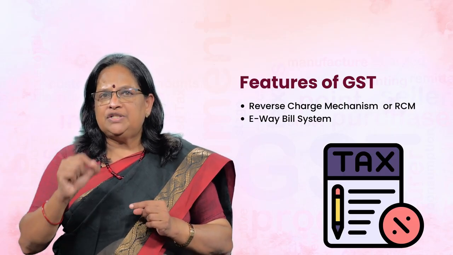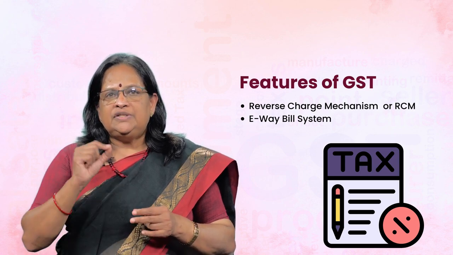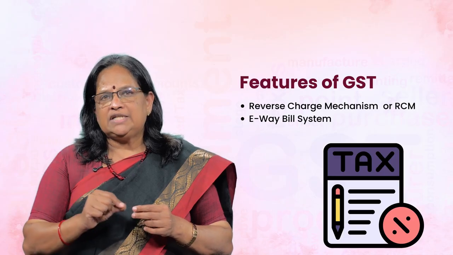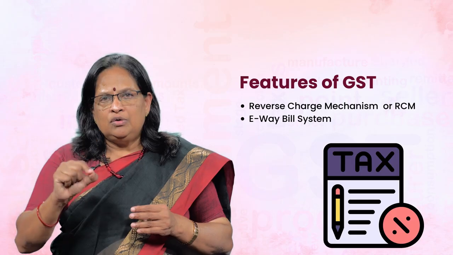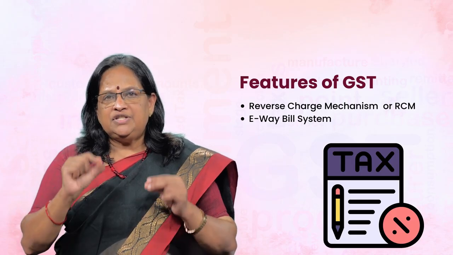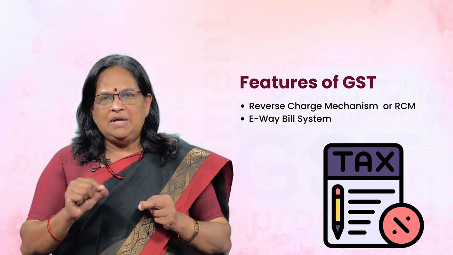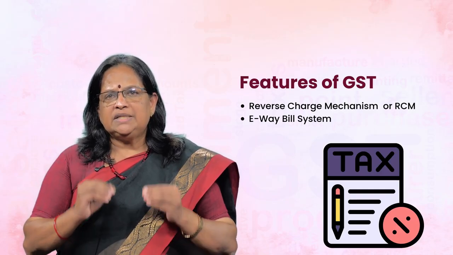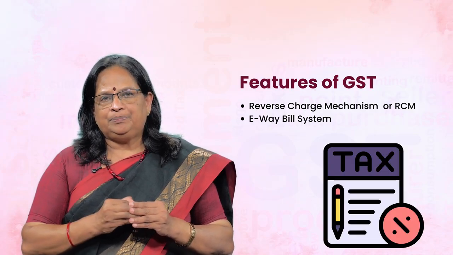HSN or Harmonized System of Nomenclature code is a globally recognized 6-digit code used to classify goods systematically for taxation purposes. Under GST or goods and services tax in India, HSN codes are used to categorize products and determine the applicable tax rate. Part B, on the other hand, contains details about the transporter, including the vehicle number.